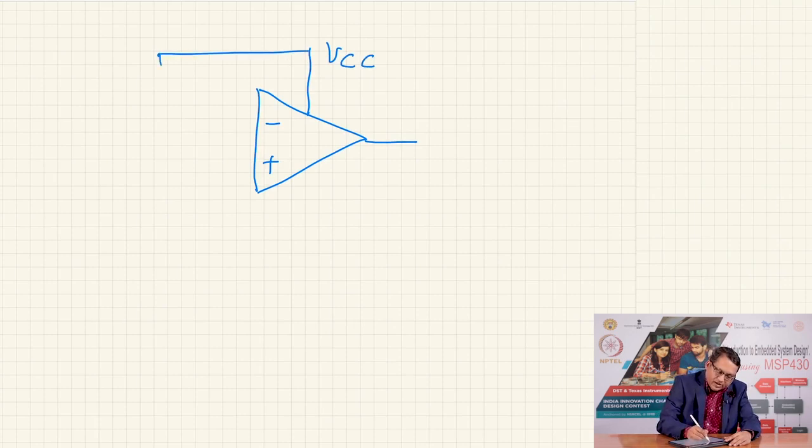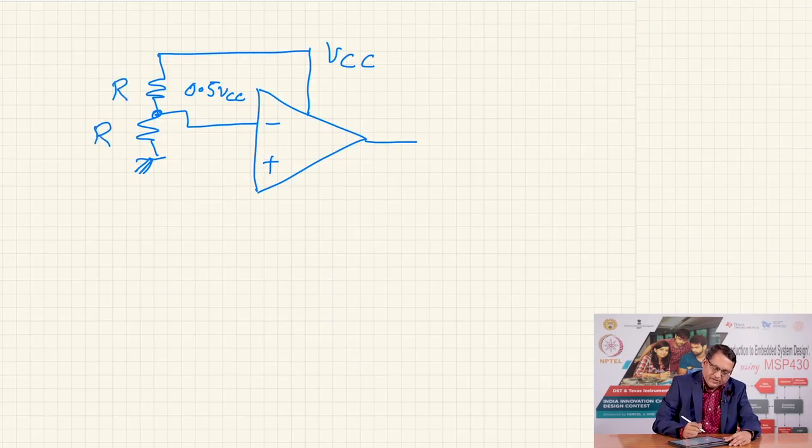I am going to take a voltage divider made out of two equal value resistors, and therefore the voltage here would be 0.5 VCC if both these resistors are of equal values. Let us say that VCC is 5 volts, therefore the voltage that you expect at this point when the supply voltage is 5 volts will be 2.5 volts.